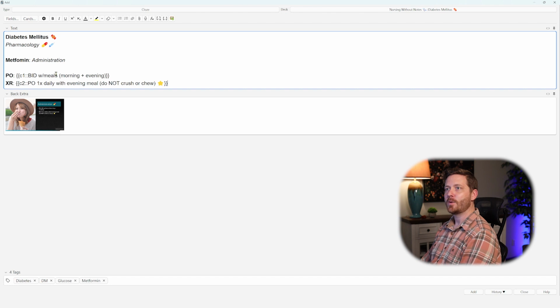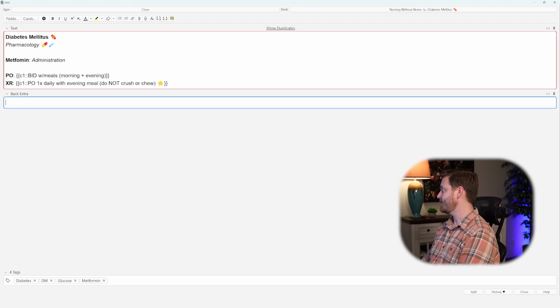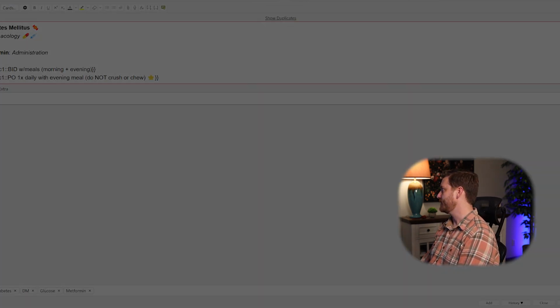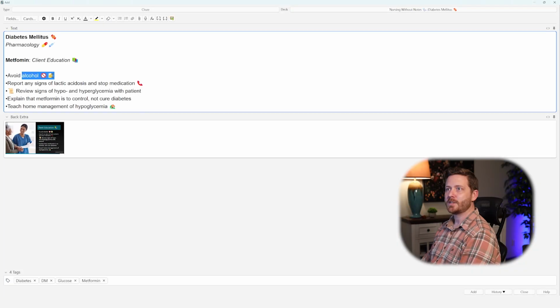We've got our PO route, which is twice a day with meals, and then our PO one daily in the evening meal. Don't crush or chew, and we'll just make one card for this. And this will be our administration card. And then we'll do the same thing with the client education card as well. Now let's make a couple cards here to remind us of the client education.